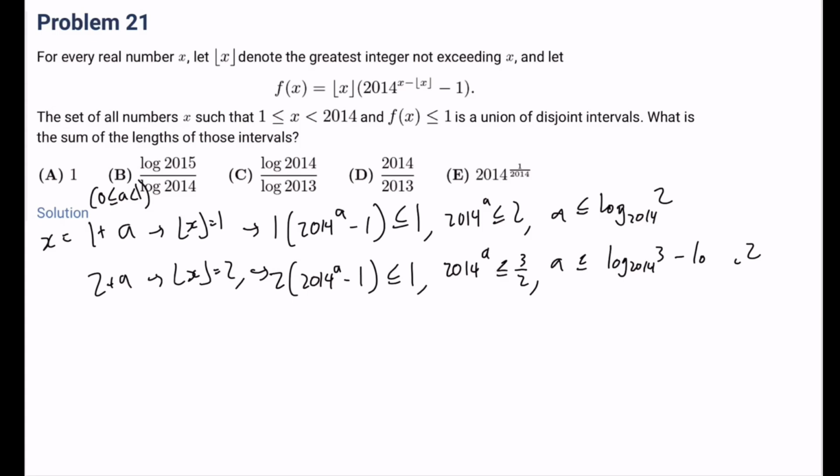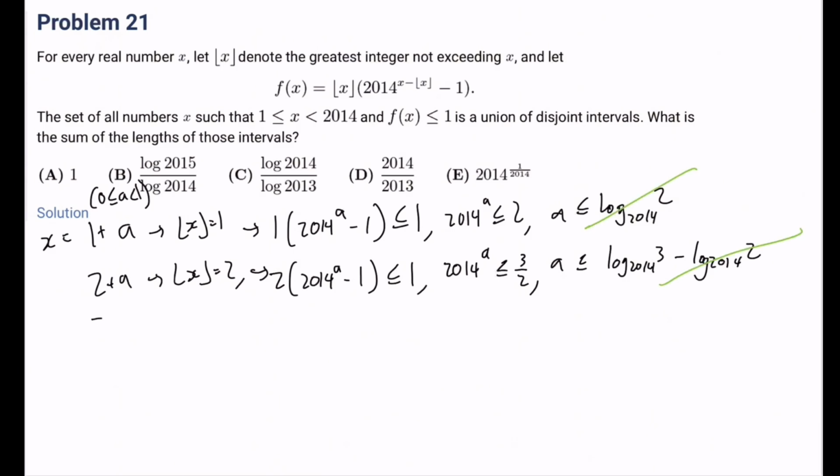Now we can see that something really amazing is happening, because we wanted the sum of these intervals. So these are going to be the lengths, and their sum is going to be, these are going to cancel out, right? And let's see if this pattern will hold.